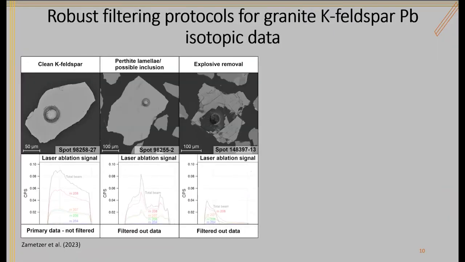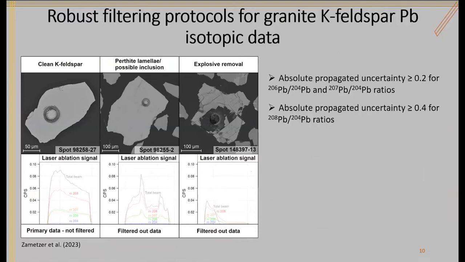Based upon the aforementioned, I have defined filtering criteria that I routinely apply to all my laser ablation granite K-feldspar lead isotopic data. Absolute propagated uncertainty greater than 0.2 for 6/4 and 7/4 ratios and greater than 0.4 for 8/4 ratios is one of these criteria. These numbers are somewhat arbitrary, but my experience tells me that when the absolute propagated uncertainties are in this order of magnitude, then something is off.